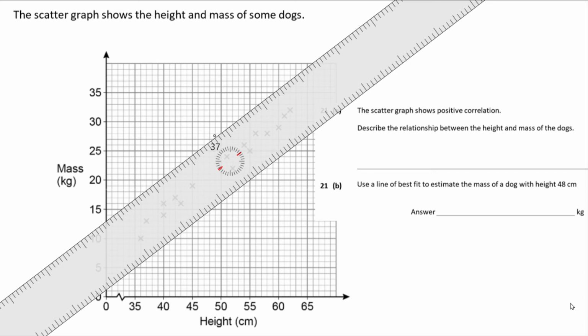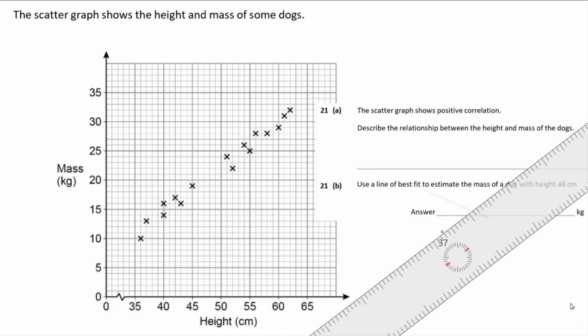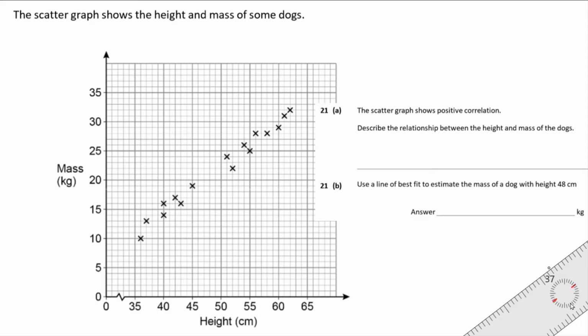So it's definitely positive correlation, but that's not what this is asking for here. It's asking for the relationship. And when you ask for the relationship, you don't need to mention positive correlation. It's not positive and negative. It's as one increases, so does the other. So I'm going to say mass increases as height increases. If it was negative correlation, you'd say mass decreases as height increases. So they'd be inversely proportional. But that's all you need to write down here. Mass increases as height is increasing.